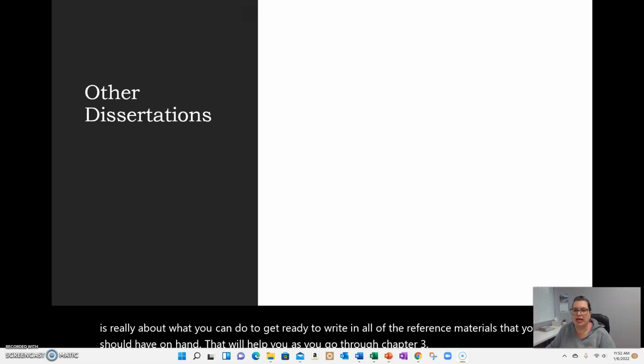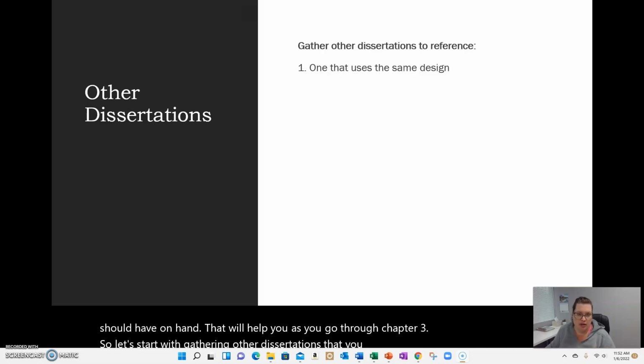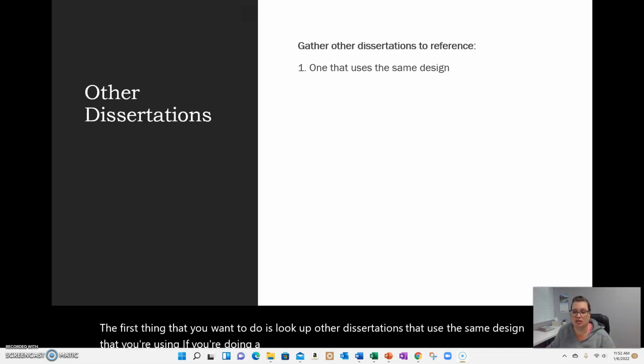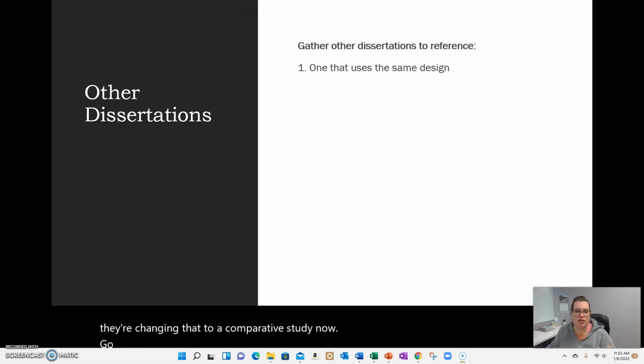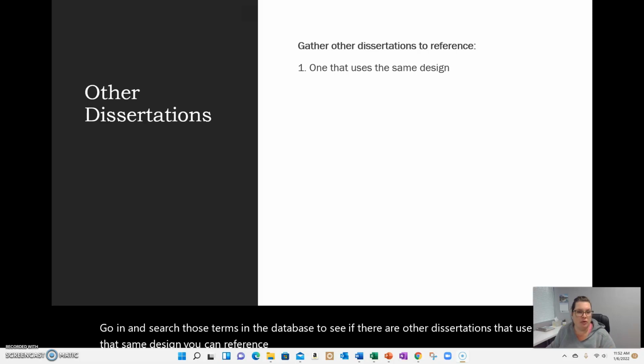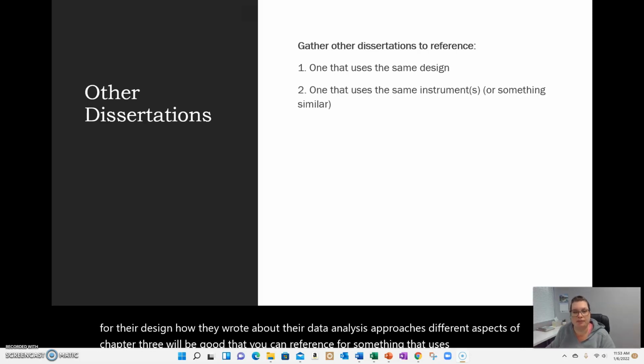So let's start with gathering other dissertations that you can reference. The first thing that you want to do is look up other dissertations that use the same design that you're using. If you're doing a correlational predictive study, causal comparative, I think they're changing that to a comparative study now. Go in and search those terms in the database to see if there are other dissertations that use that same design. You can reference those, read through how they wrote about the rationale for their design, how they wrote about their data analysis approaches. Different aspects of chapter 3 will be good that you can reference for something that uses the same design as you.